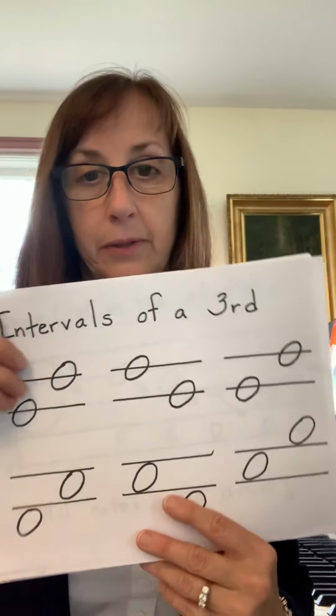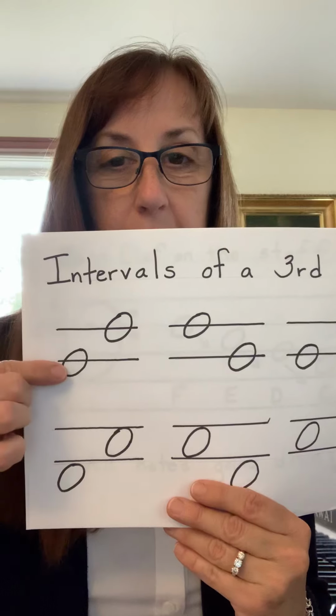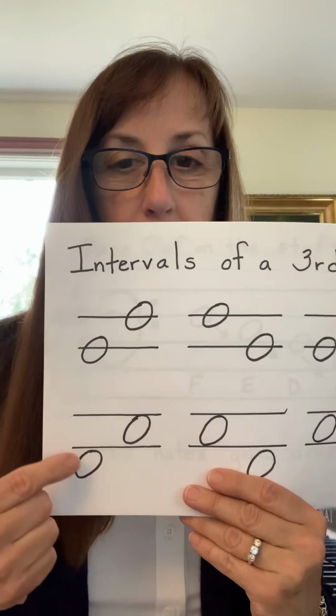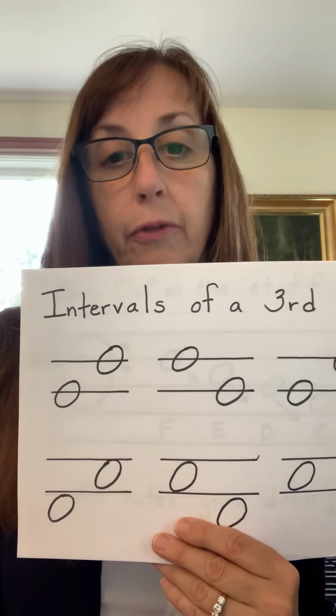All right, great. So now I'm going to show you the new picture of the intervals of a third. And you already have seen thirds, you just call them skips. So now we're going to notice that instead of calling this a skip up and a skip down and a skip up, we're going to call them intervals of a third.